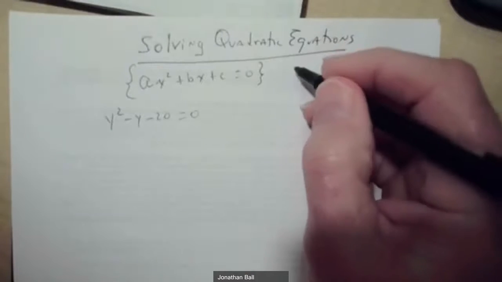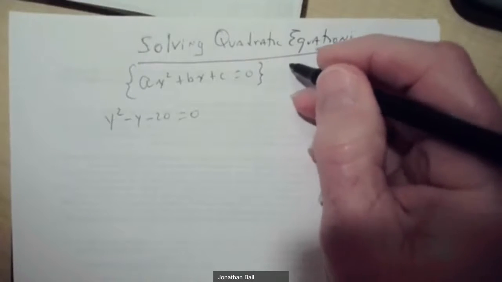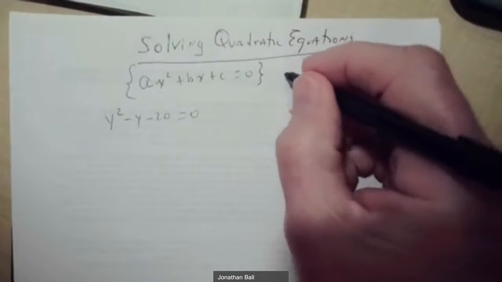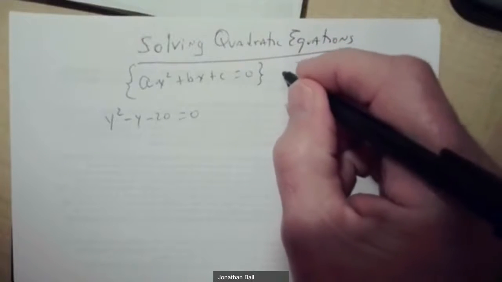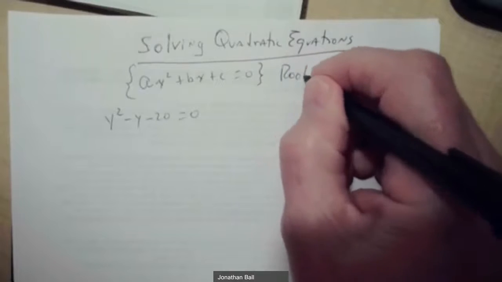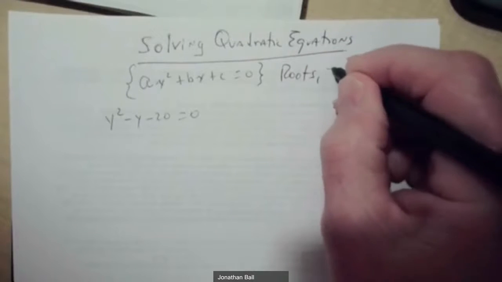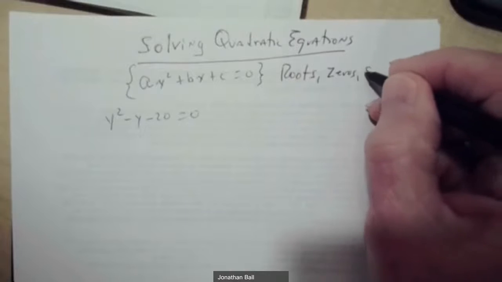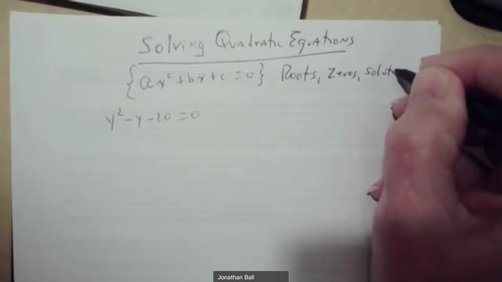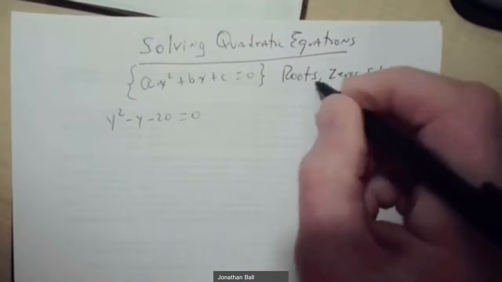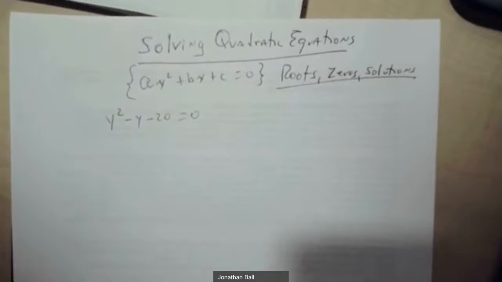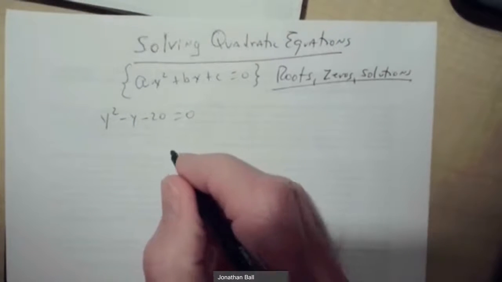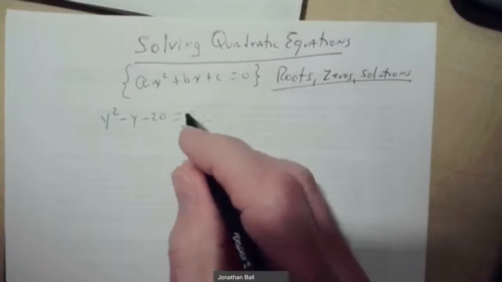Now remember, the answers that we get, I don't know what they're going to call them on the final exam, but they're three things. They're either roots, zeros, or solutions. Roots, zeros, and solutions all mean the same thing. They all mean what is the answer.